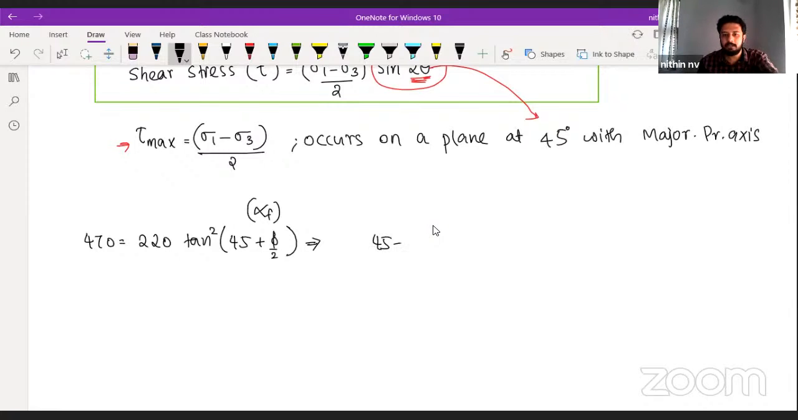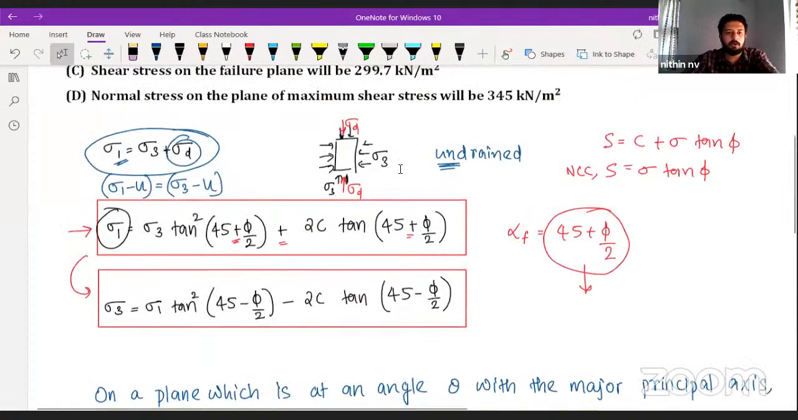So 45 plus phi by 2, or alpha f, you are going to get as 55.62 I think, which means you are getting phi equal to 21.24. And are you getting the same answer? Yes, Krishna, you are correct. Guys, please comment so that I can confirm my answer also. Okay, now what is the second one?